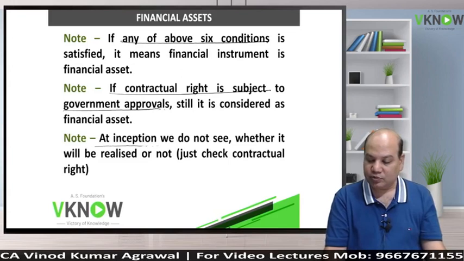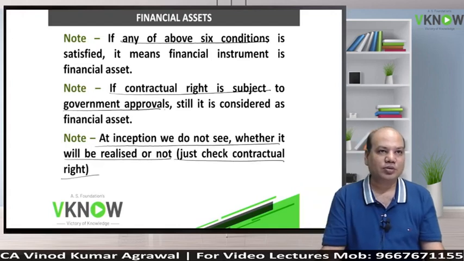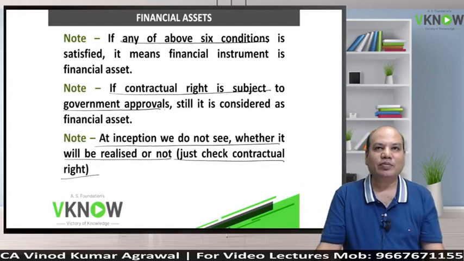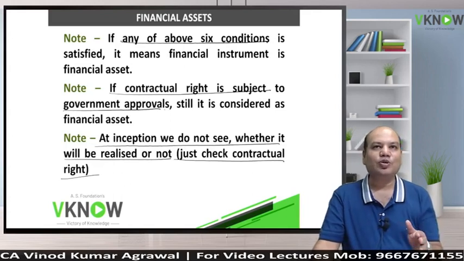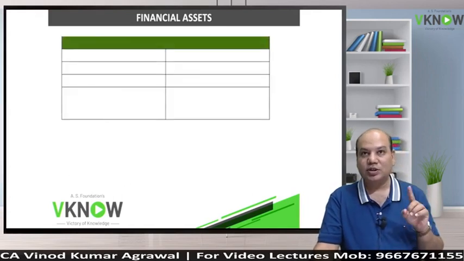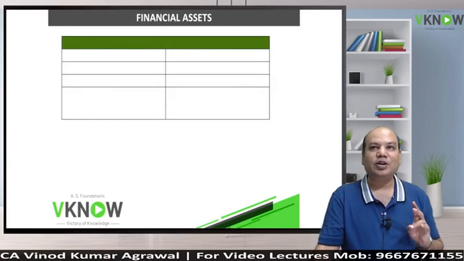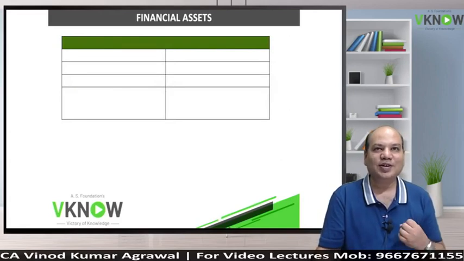At inception, we do not see whether it will be realized or not. We have to just see, do we have the contractual right to receive cash or not? If the answer is yes, it is a financial asset. And if there is an uncertainty about collection, the standard will also tell you to provide impairment loss. But that is in the next topic. The moment there is uncertainty about its recoverability, then you can recognize the impairment loss. How to compute impairment loss on a financial asset? Next chapter will tell you.